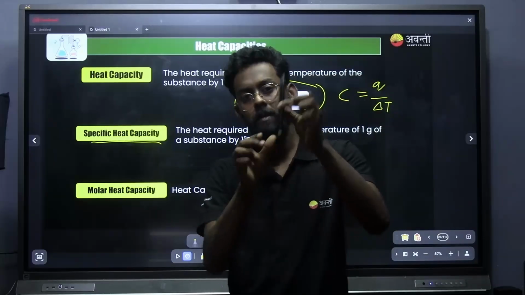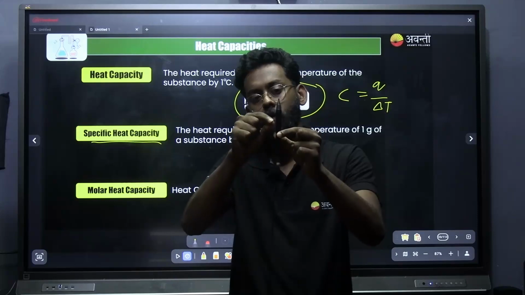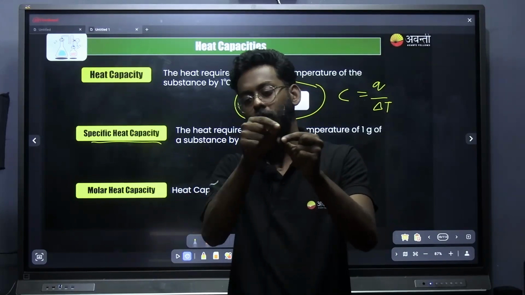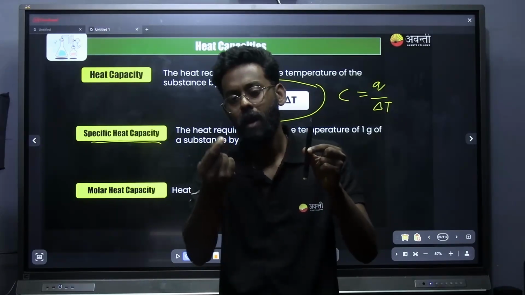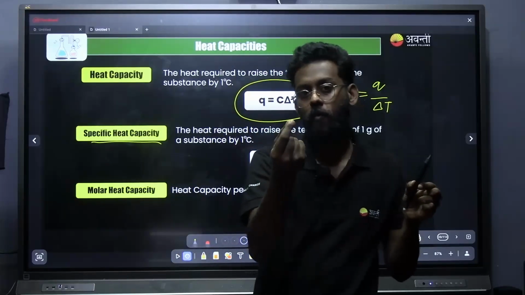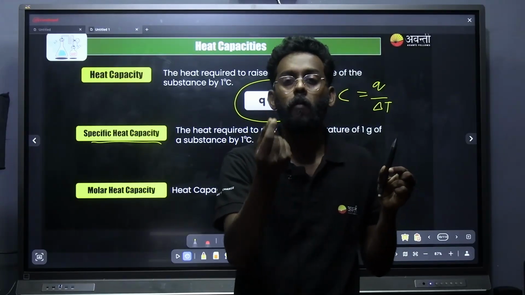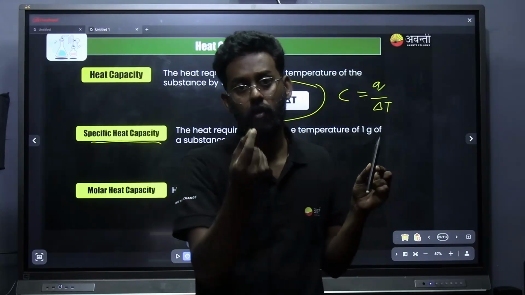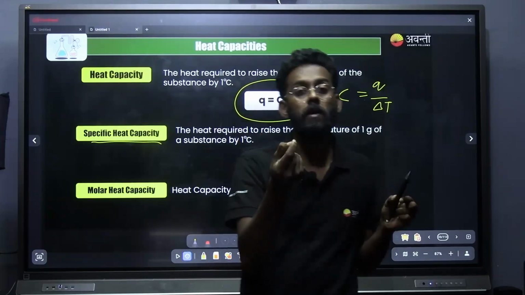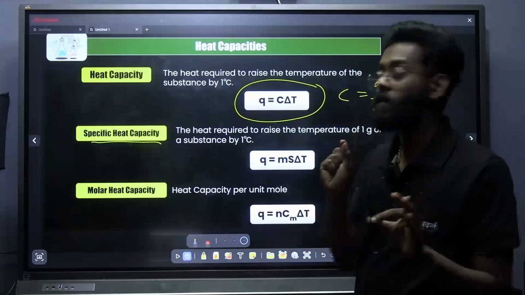Imagine that this is a pen. I have found out the heat capacity of it. What I am going to do is take 1 gram of this pen, a small 1 gram piece, and I will be increasing the temperature of this 1 gram of the pen by 1 degree Celsius. For that, how much heat do I need to supply? That is what specific heat capacity is.